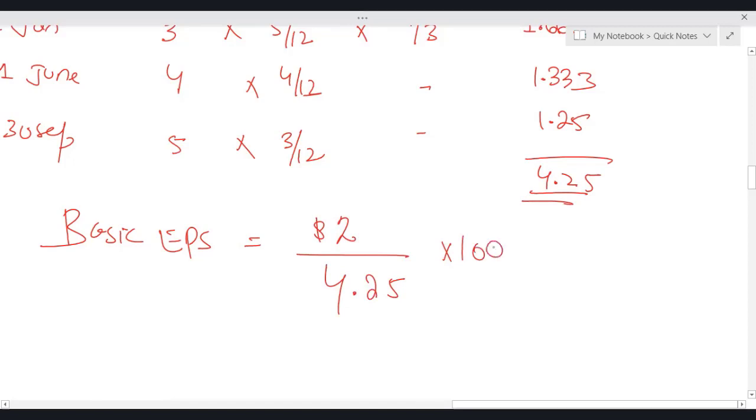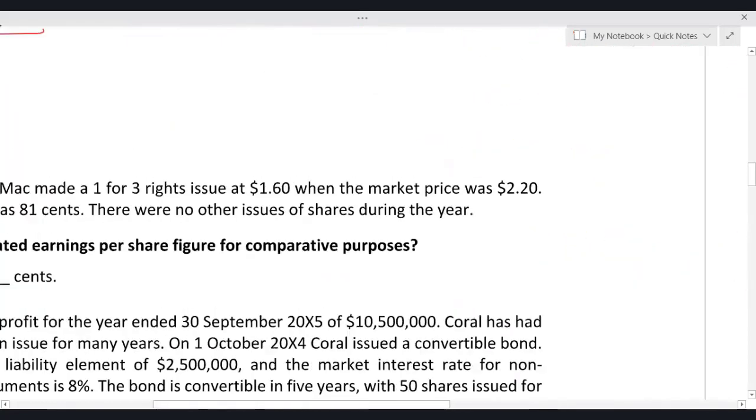Why am I multiplying this by 100? Because your multiple choice answers are all in cents. If you just divide $2 million by 4.25 million, you will get the answer in dollars. We need the answer in cents, so to convert dollars into cents I have to multiply by 100. So 2 divided by 4.25 into 100, I'm getting 47.058. Let's see what they're asking.